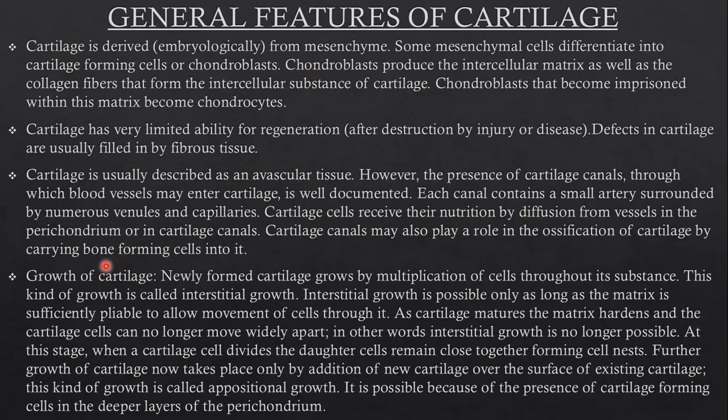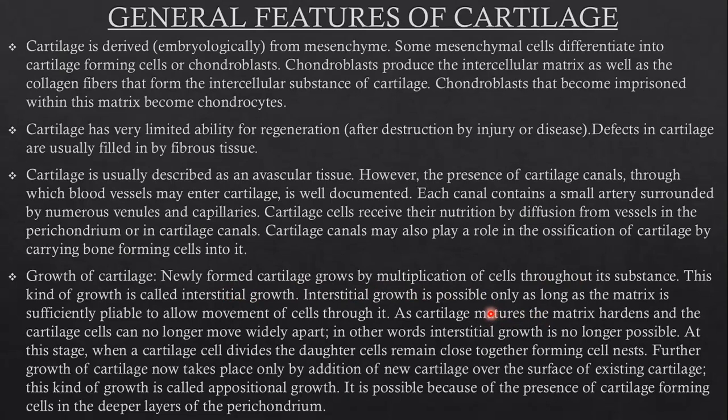We have two types of growth. We have interstitial growth and appositional growth. Newly formed cartilage grows by multiplication of the cells throughout its substance. This kind of growth is known as the interstitial growth, and it is only possible as long as the matrix is sufficiently pliable to allow movement of the cells through it. Once the matrix hardens during maturity, the cells can no longer move. So interstitial growth becomes impossible.